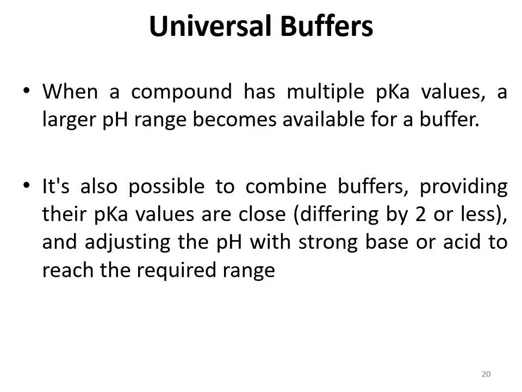It's also possible to combine buffers providing their pK values are close, differing by 2 or less, and adjusting the pH with strong base or acid to reach the required range. So we can make buffers with 2 or 3 acids or bases, if they all have the same range of pK value, or near about, differing by 2 or less.